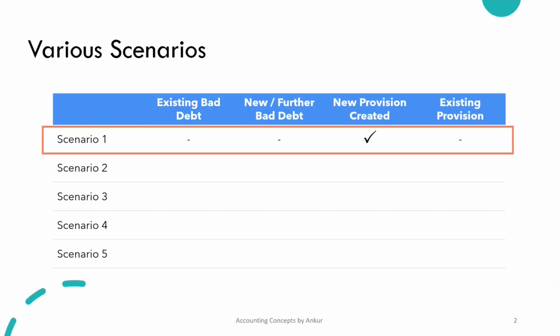The first scenario is when we have to create a new provision. This information will be given in the additional information, like create a new provision for doubtful debts at the rate 5% on debtors. Let's have a look what will be the adjustment entry in the final accounts, and also let's have a look at the journal entry for this. Remember, journal is very important.